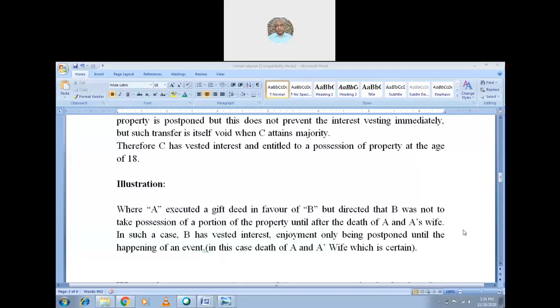Taking the position of a portion of the land which is given in the form of a gift deed to B by A is being postponed until when? Until the happening of an event. What event? Yes, what event? A and A's wife's death. That is, A's death and A's wife's death.